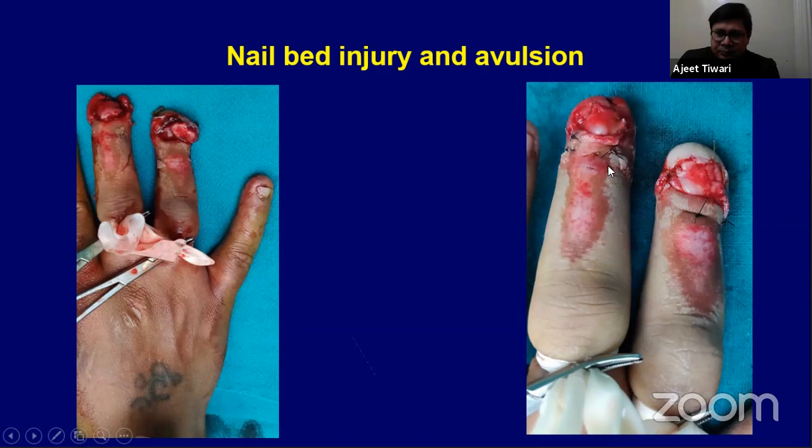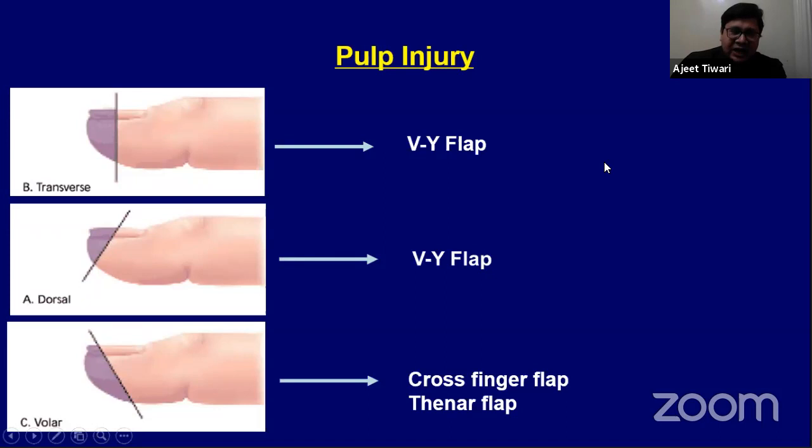What happens when a pulp injury happens? Three kinds of amputation can happen with the pulp: the transverse amputation, the dorsal oblique amputation, and the volar oblique amputation. So what kind of flap is important? There are various flaps which we can do for these amputations. Today, I'm not going to talk about all the flaps. I'm going to talk only about those flaps which all orthopedic surgeons can do easily in a small setup, where we do not need a microscope, we do not need much expertise, and you do not need a very expert assistant for helping.